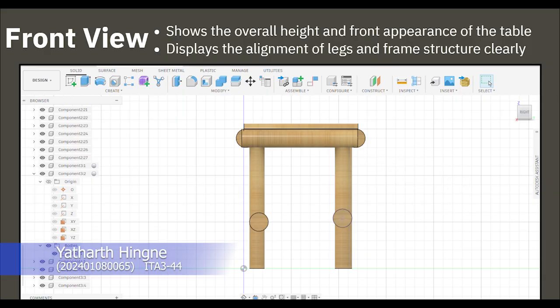ground are also visible. This frame increases the stability of the structure and prevents wobbling. This view helps us understand the overall structure and height of the table. Next one is the section view.